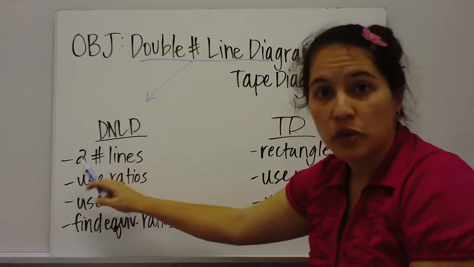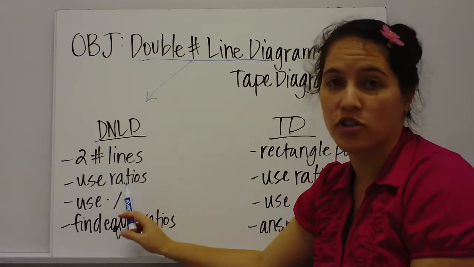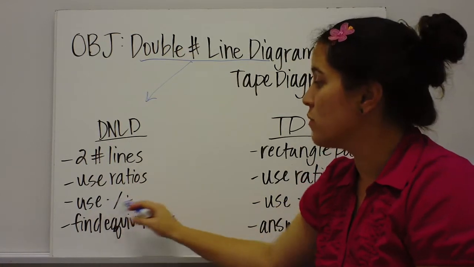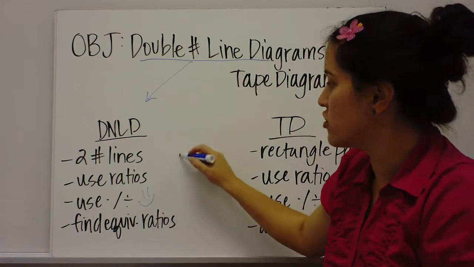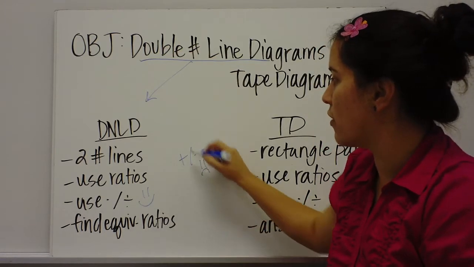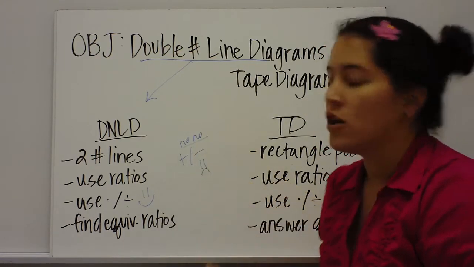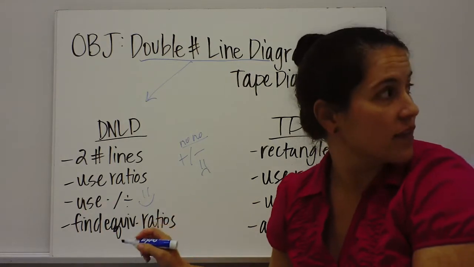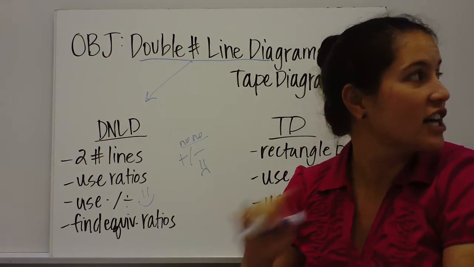And what it is, it's two number lines. You use ratios. You have to use multiplication and division. Multiplication and division. Addition and subtraction is a no-no. No addition and subtraction.